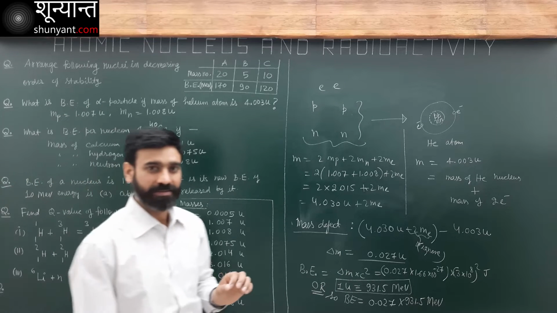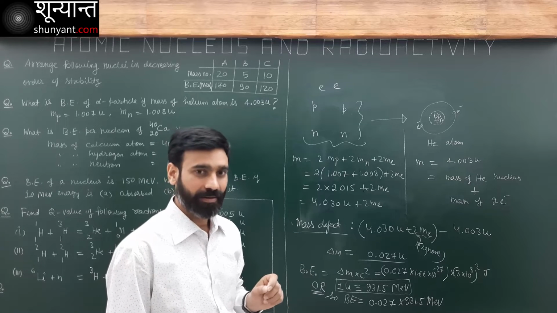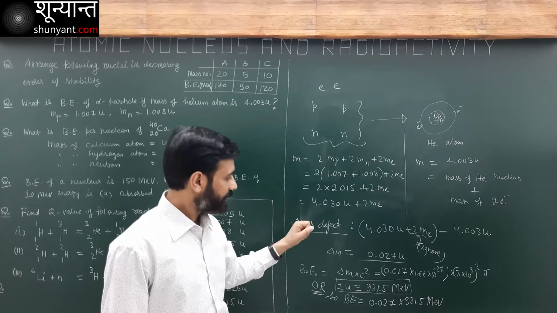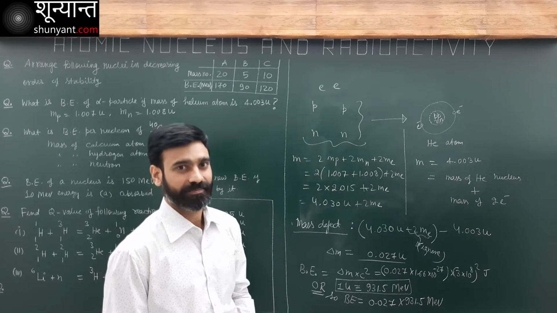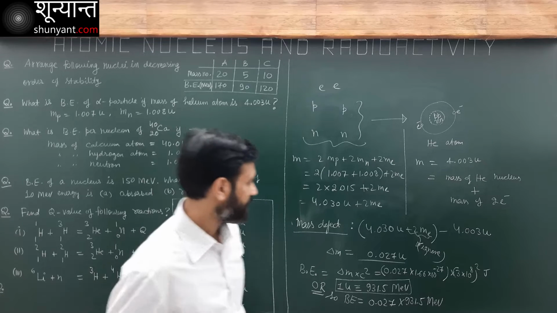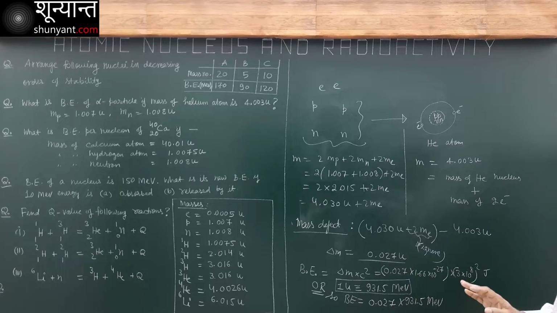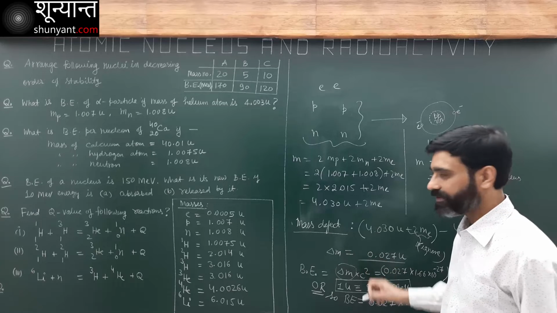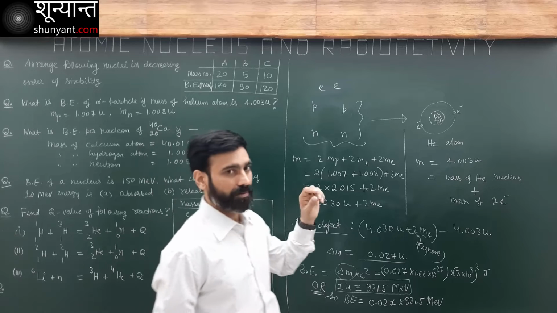What it means is that if I have an alpha particle, I need to supply this much energy to break it apart into all the individual components. You understand this? This is binding energy. Here we are ignoring the mass of electron. Anyway, when I write this delta M, it is the difference in mass of the nucleus from its constituents.